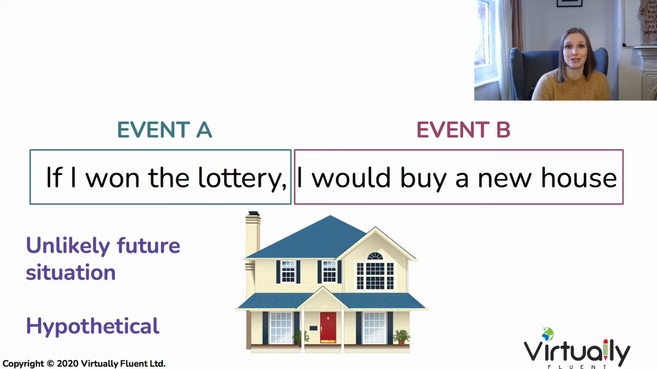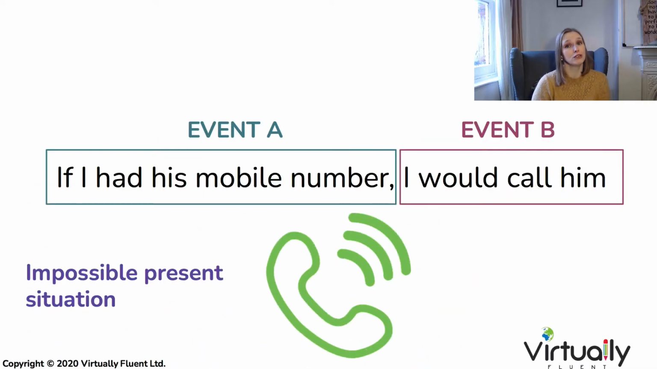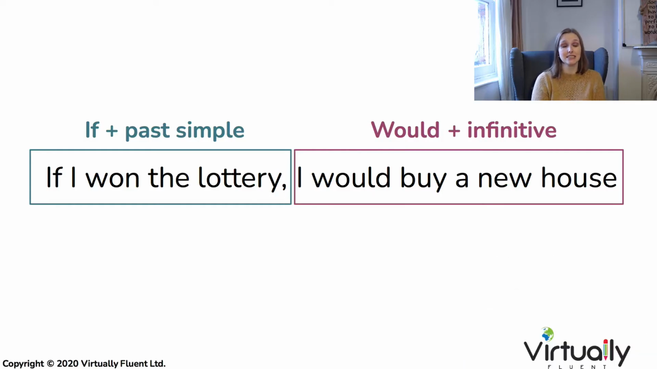this hypothetical situation. But we could also use the second conditional to talk about a present situation that is completely impossible. For example, if I had his number, I would call him. Now, the second conditional is created with different tenses or different forms in the two events. Event A is going to be our if or when or our conditional keyword with the past simple tense. And event B is going to be our would plus the infinitive.